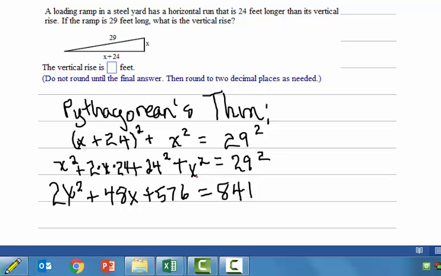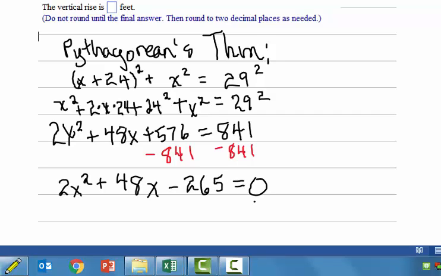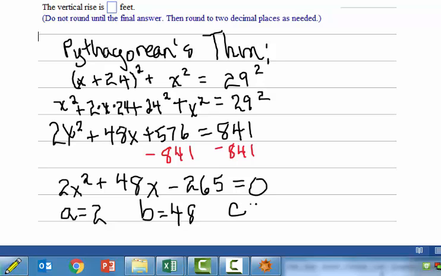So to get this in standard form, we need to subtract 841 from both sides. Okay, so 2x squared plus 48x minus 265 is equal to 0. So let's use the quadratic formula on this, where a is 2, b is 48, and c is negative 265.